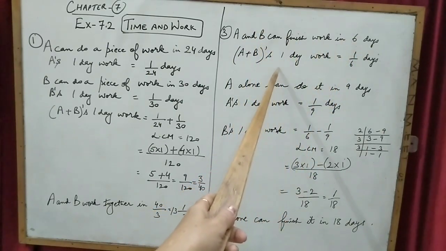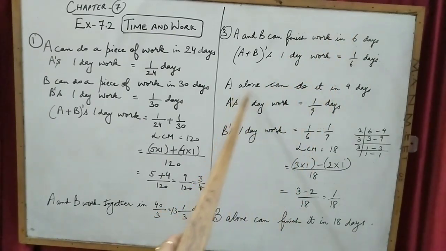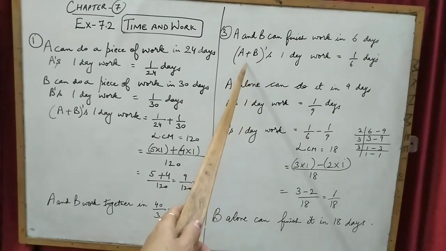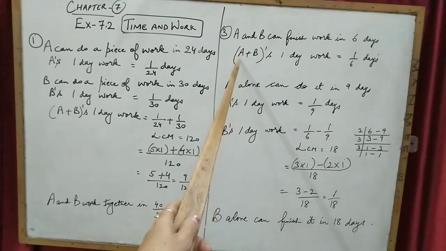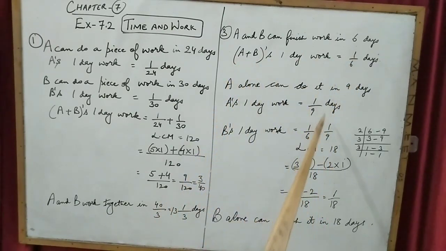So I have taken the 1 day's work, which means I have taken the reciprocal. Now A alone can do it in 9 days, so A's 1 day's work will be 1/9. Now I want B's work. How can I find B's work? From A and B, I will subtract A. So from 1/6, I will subtract 1/9.